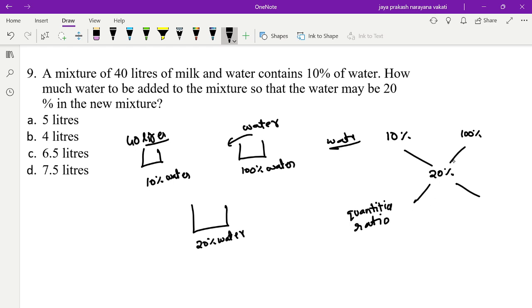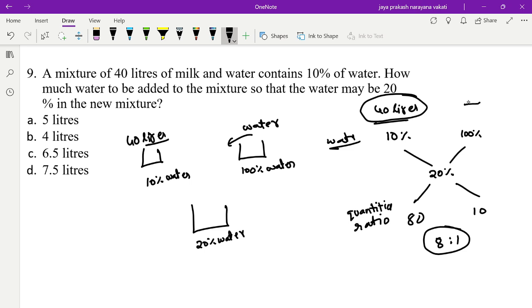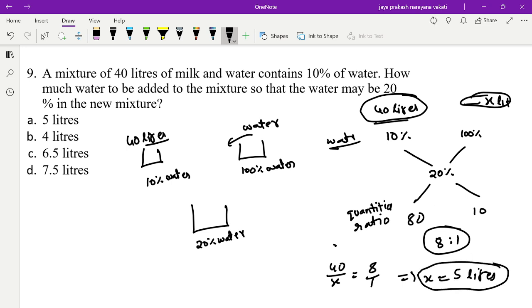So the difference between 20 and 100 is 80. 20 and 10 difference is 10. So it is of 8 is to 1 ratio. So I know this is the jar which I'm using, 40 liters, and here I'm going to use some x liters. So this 40 to x ratio is what? 8 is to 1. If it is the case, then x equals to what? 5 liters. That's it. That means 40 liters of 10 percentage water solution is mixed with 100 percentage of water to make a 20 percentage solution. That's it. The answer for the question is 5 liters.